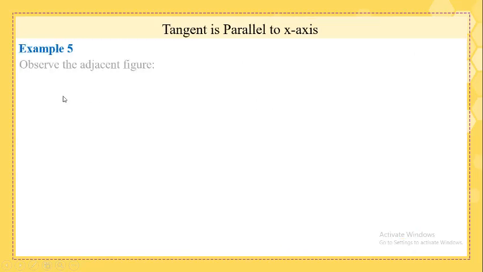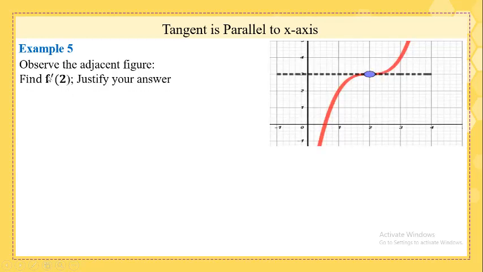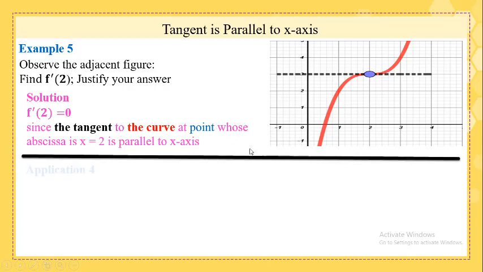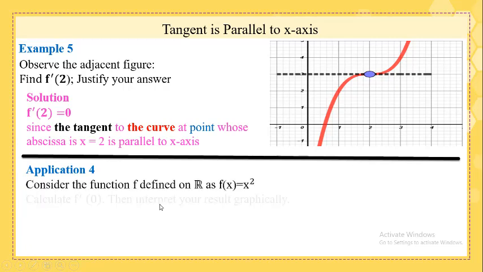Example. Calculate f prime of 2 in this figure. At this point, we notice that the tangent here is parallel to the x-axis. So we say f prime of 2 equals 0 since the tangent is parallel to the x-axis. Simply. Application. The function f of x equals x squared, you should calculate f prime of 0, then interpret your result graphically.